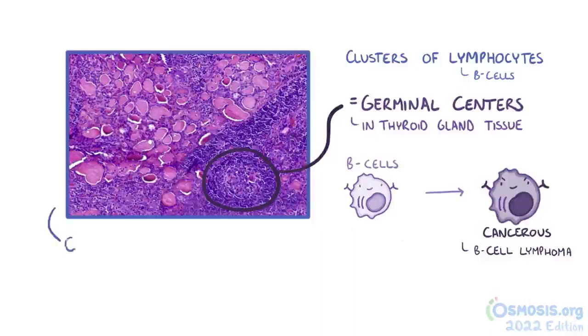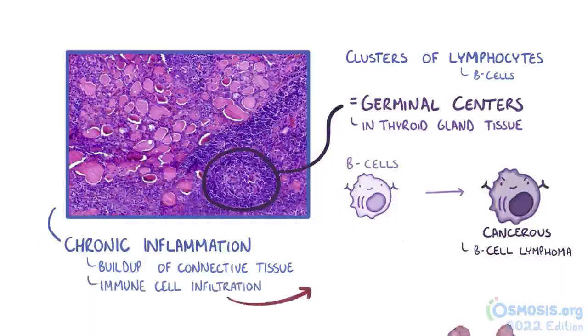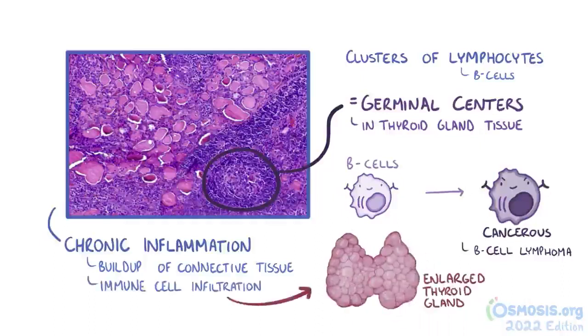In any case, though, all this chronic inflammation also causes connective tissue to build up around these atrophic follicles. This increased amount of connective tissue, along with the extensive immune cell infiltration, causes the gland to enlarge. In other words, as the disease progresses, the thyroid gland consists of more and more immune cells and connective tissue, and less functioning thyroid cells.